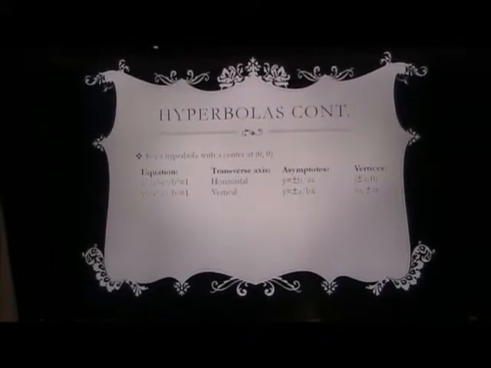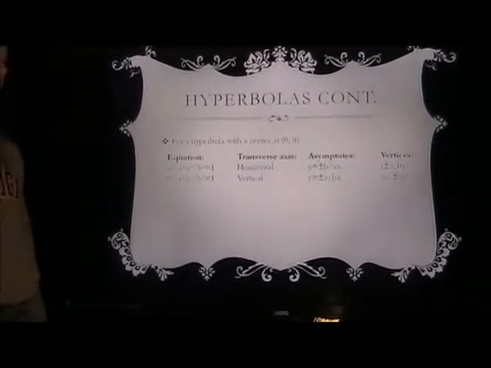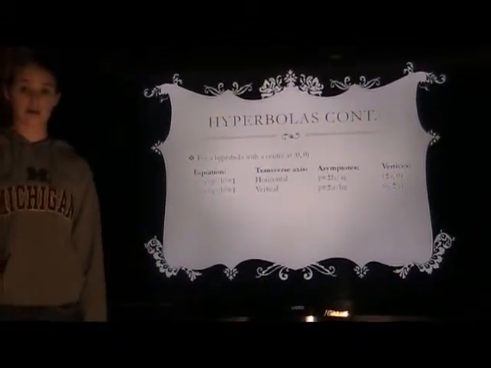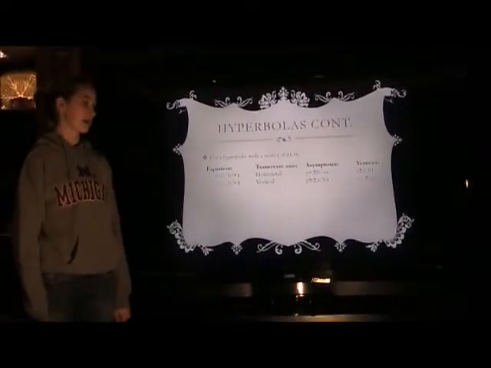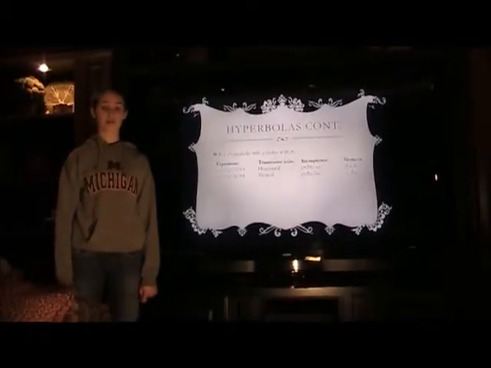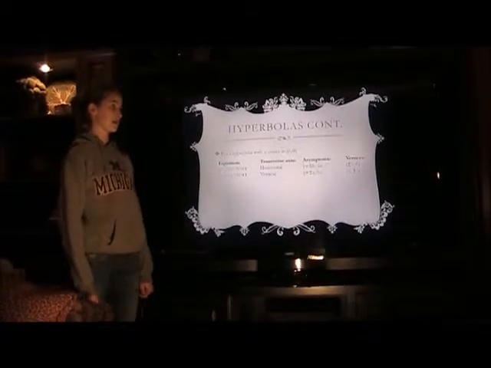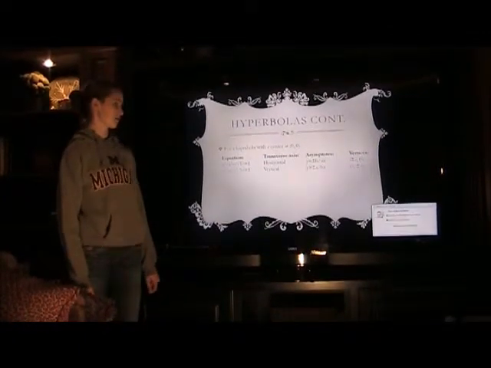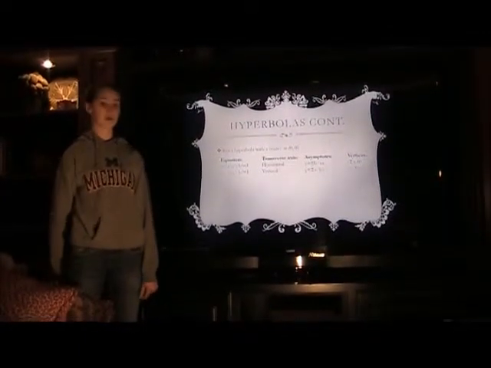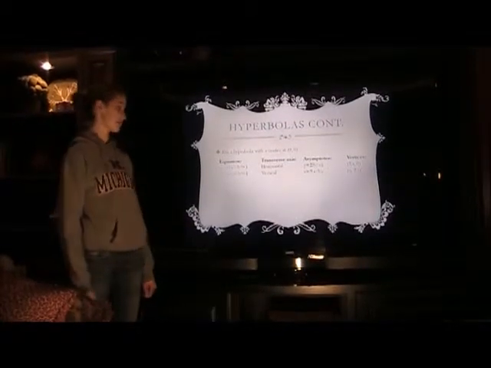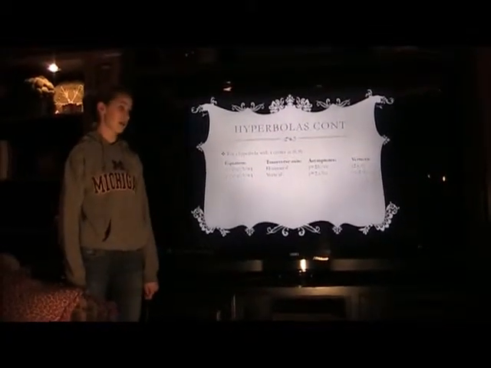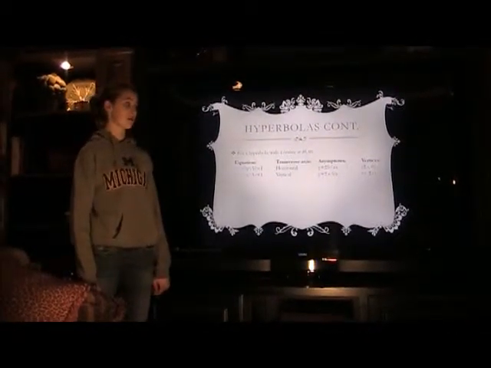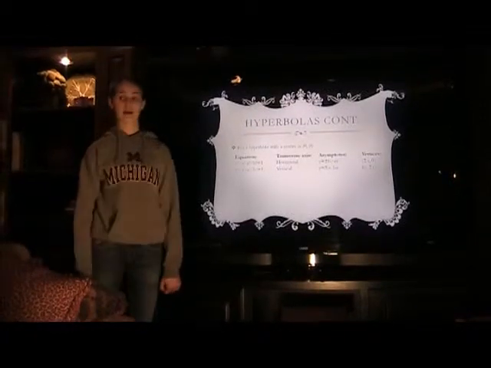For a hyperbola with a center at (0, 0), the equation is x squared over a squared minus y squared over b squared equals 1 if the transverse axis is horizontal. The asymptotes would be y equals plus or minus b over a x. The vertices would be plus or minus a, 0. If the transverse axis is vertical, the equation would be y squared over a squared minus x squared over b squared equals 1, with the asymptotes being y equals plus or minus a over b x. The vertices would be (0, plus or minus a).